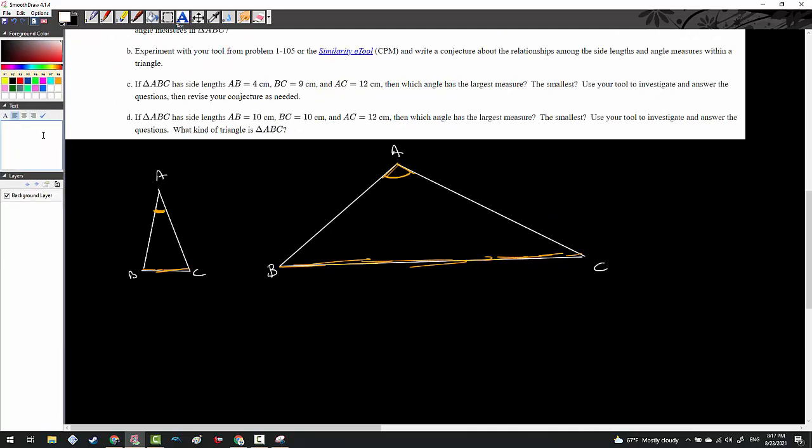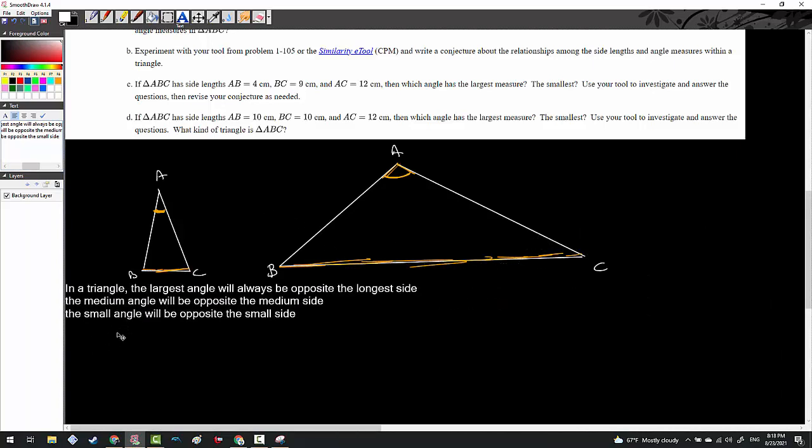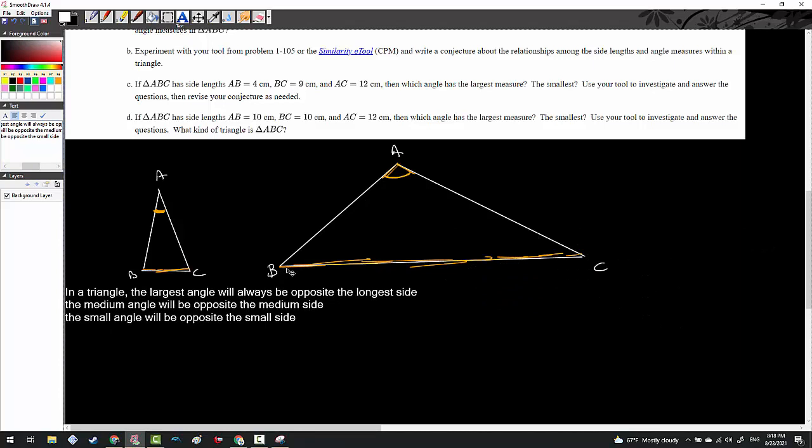In fact, I'll type this out for you guys. In a triangle, the largest angle will always be opposite the longest side, and then the medium angle will be opposite the medium side, and the small angle will be opposite the small side. Again, think of the opening of the mouth, right? If this mouth opens wide, there's a lot more triangle that needs to be used to connect them. Feel free to copy that down.